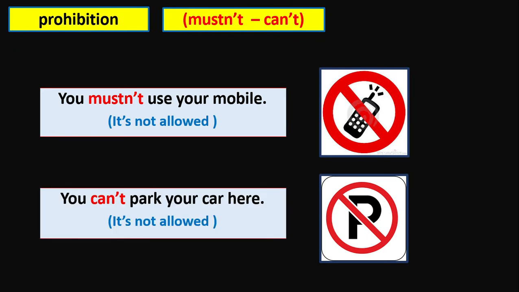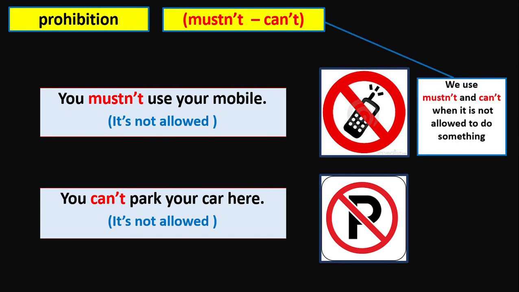Have a look at the mobile phone here. When we use must in the negative, it will be mustn't or can't. You mustn't use your mobile phone. That means it's not allowed. You can't park your car here. That means it's not allowed to park here. We use mustn't and can't when it's not allowed to do something.